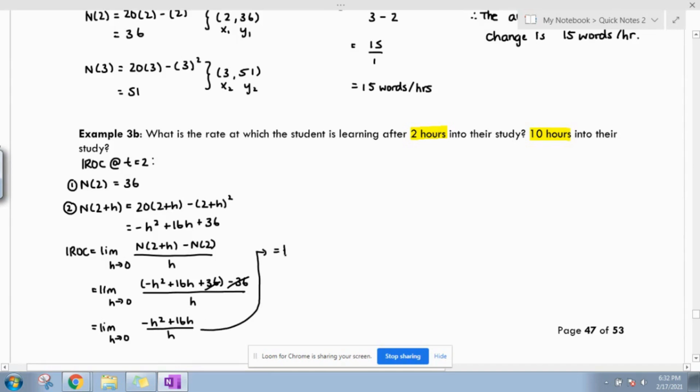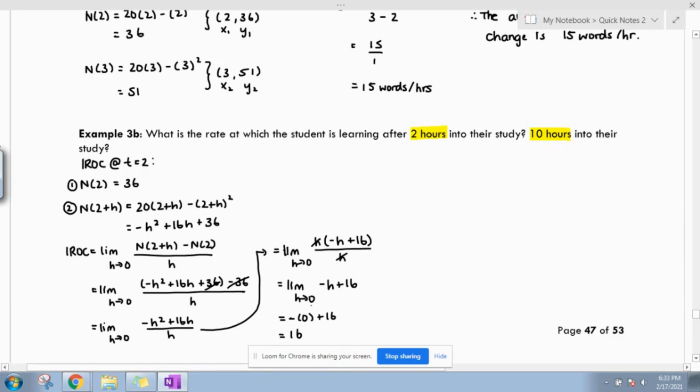So I'm going to do the limit as h approaches 0. And then I'm going to have h times negative h plus 16, divided by h. Can cancel out the h's. And then I'm left with the limit as h approaches 0 for negative h plus 16. At this particular step, I notice that plugging in 0 for h isn't going to cause me any problems. So if I do that, I'm going to get negative 0 plus 16, which just simplifies to 16.